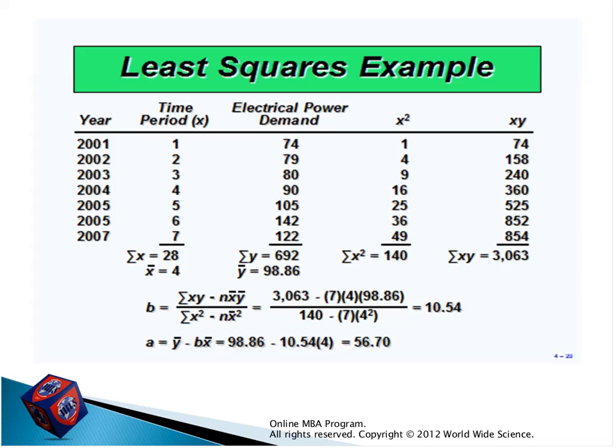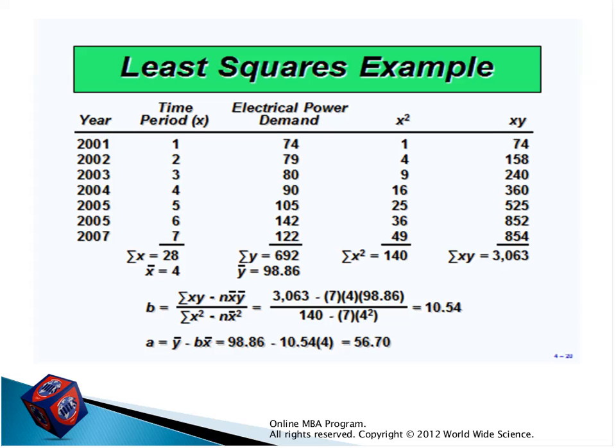Sigma x can be calculated by summing these 7 numbers together. 1 plus 2 is 3. 3 plus 3 produces 6. 6 plus 4, 10. 10 plus 5, 15. 15 plus 6, 21. 21 plus 7, 28. 28 divided by 7, x bar is 4.